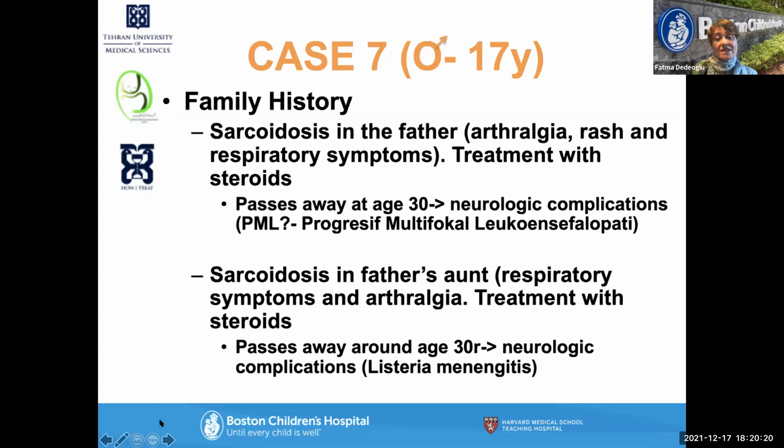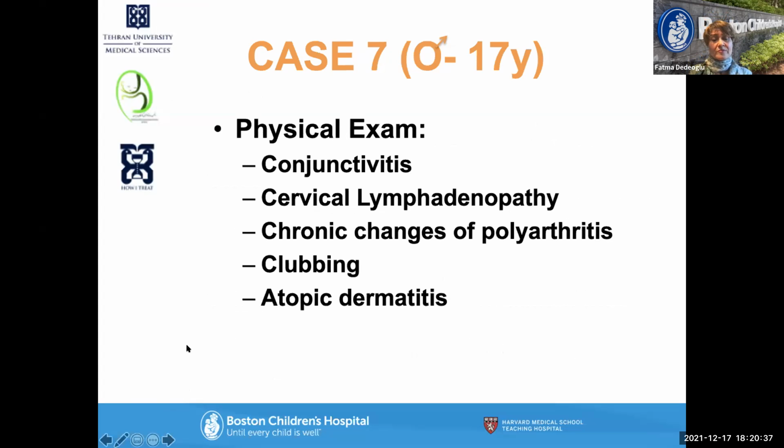And obviously it's very scary, especially for the kid and mom, who was so scared that her child is going to die like his father and the aunt. I mentioned a little bit of physical exam: he really had conjunctivitis, some chronic changes of polyarthritis, but his arthritis was well controlled. He did have clubbing, and certainly he had lung disease.